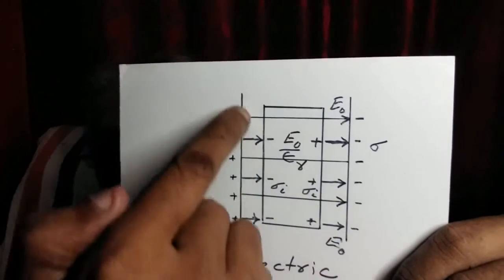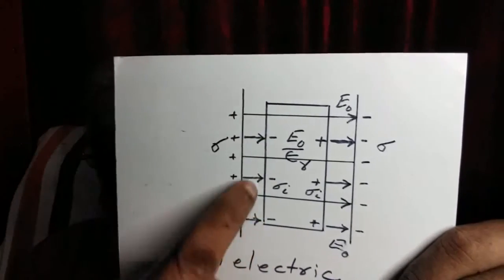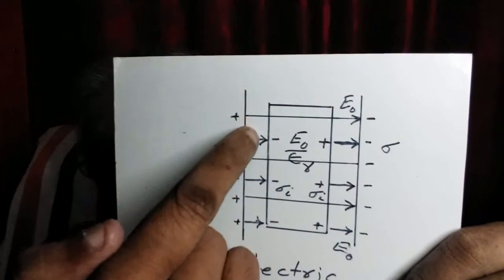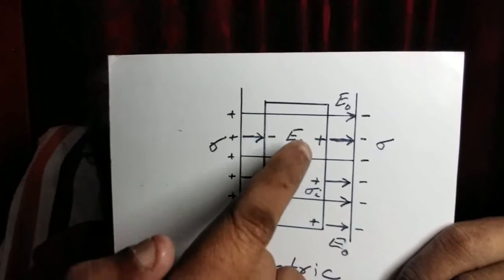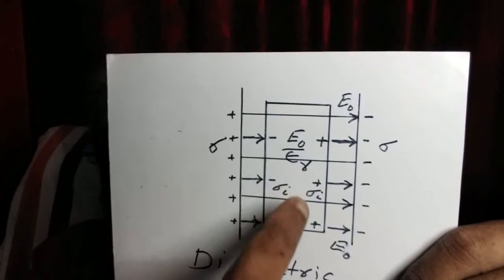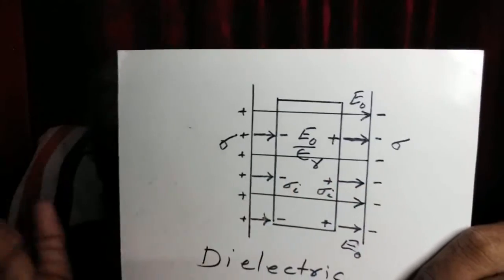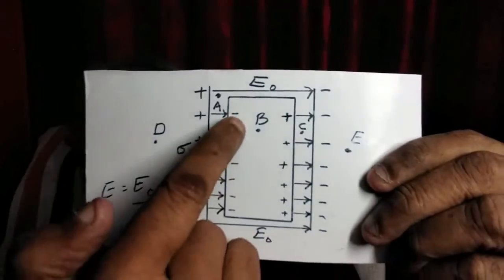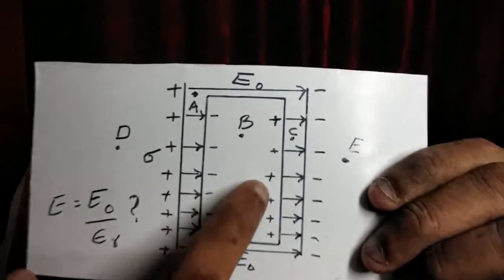See the difference. In this gap space, electric intensity is E0, but inside it is less than E0 and is equal to E0 by epsilon r. So the number of lines is less. But in metal, field intensity inside is reduced to 0. So there are no lines of force need be drawn inside the conducting body.